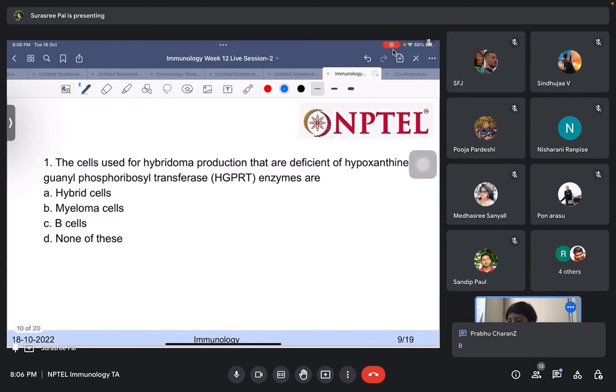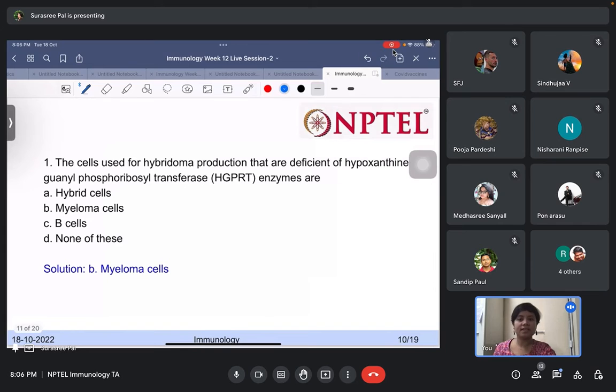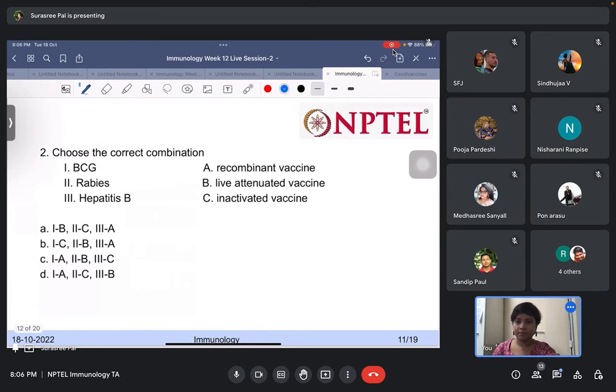Yes. Okay, the correct answer is the myeloma cells which are deficient in the HGPRT enzyme. Next question. Take some time, match these carefully. These are examples of vaccines along with the types of vaccines.